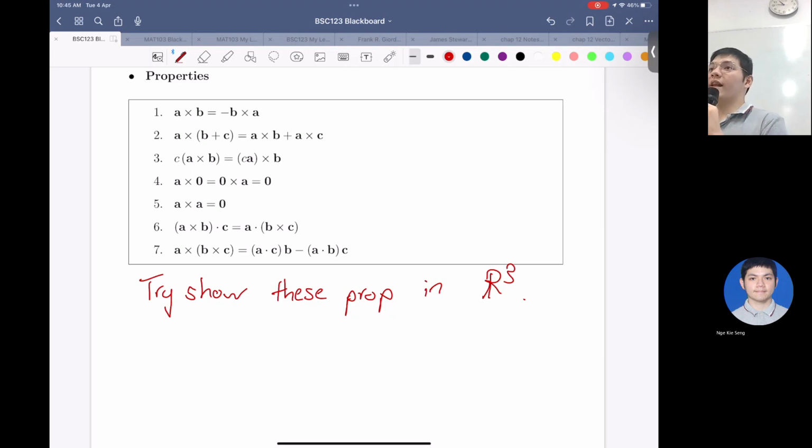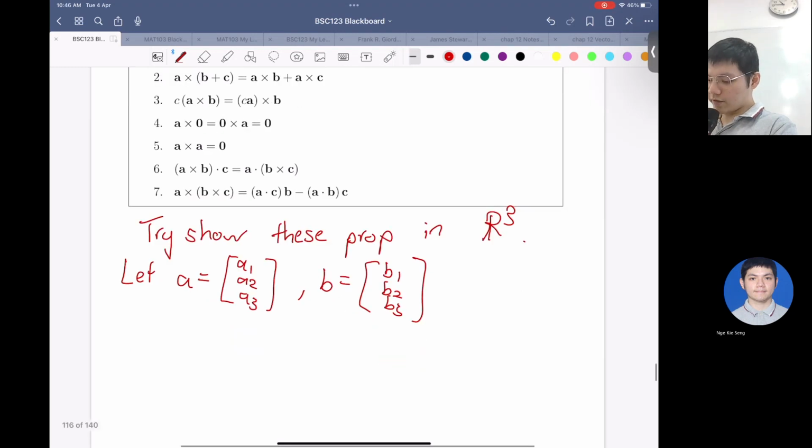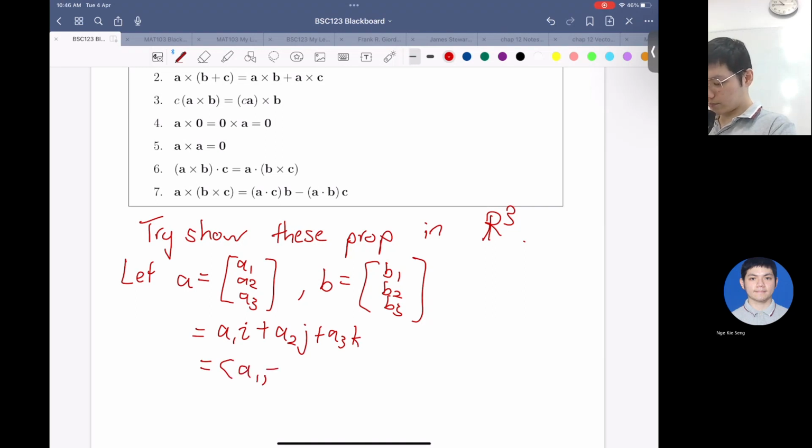Just now we computed an example, right? We just computed an example that A cross B equals minus B cross A. But now we want to show it in general. So let A equal A1, A2, A3, and B equal B1, B2, B3. Okay. So if you want, you can write in different notation. For example, A1 I plus A2 J plus A3 K, or you can write it as a row or column. Up to you. Okay. All right.